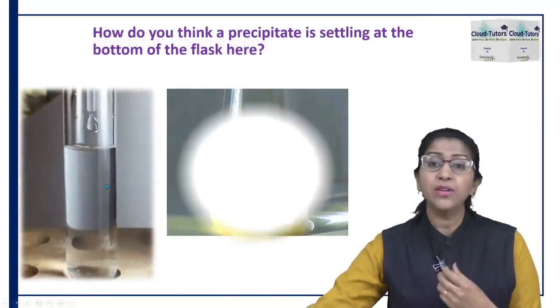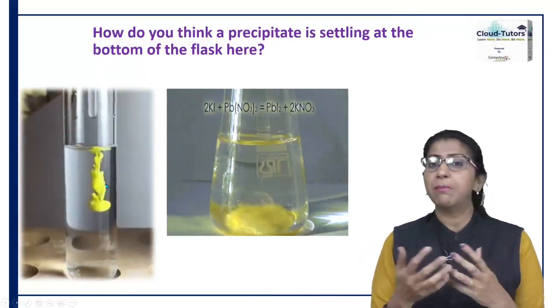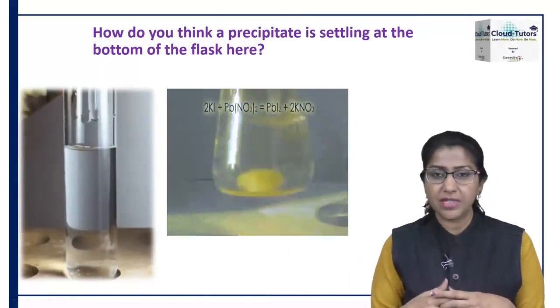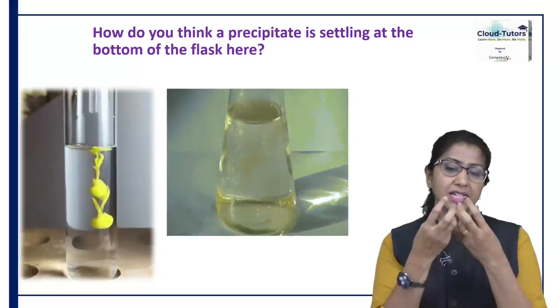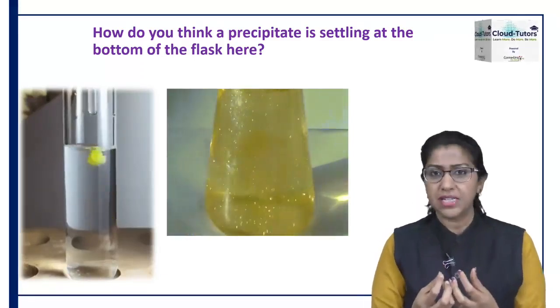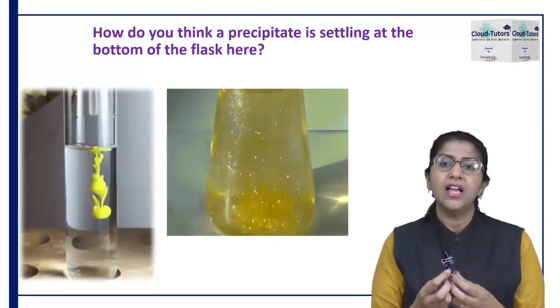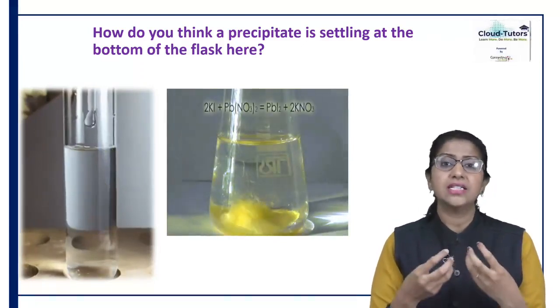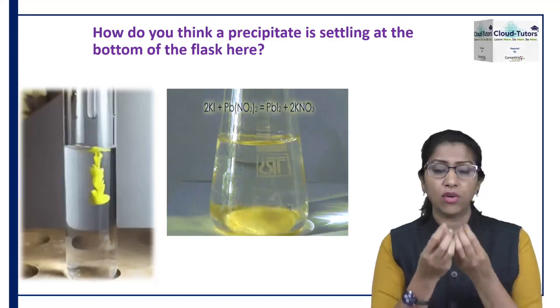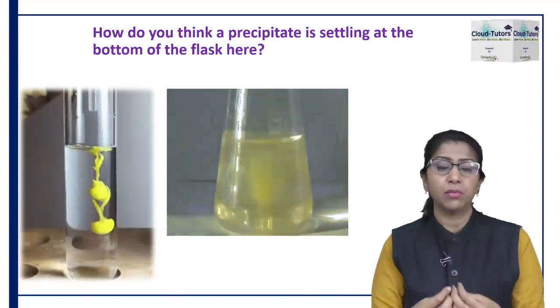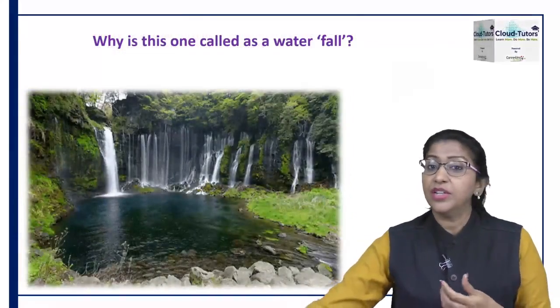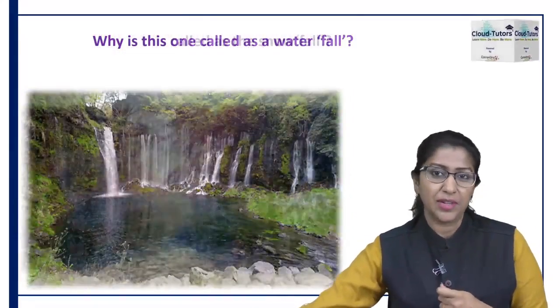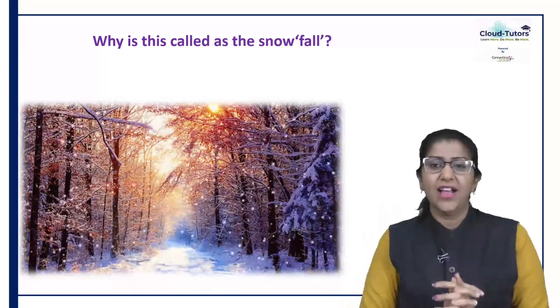Similarly, why do precipitates settle down? You must have done a ton of experiments, a bunch of experiments in your chemistry labs, where you see there are so many precipitates that are settling down in a number of experiments, correct? So in this case, why does a precipitate settle down or immediately go down towards the bottom of the flask, right? Similarly, why do we call this one a waterfall? Why do we call this one a snowfall, right?